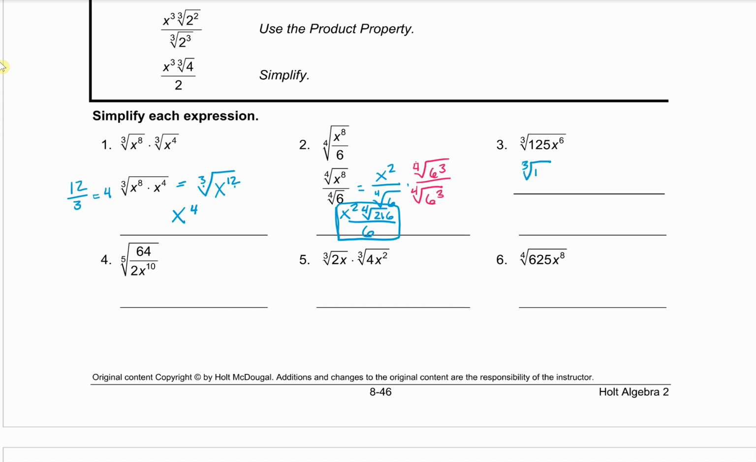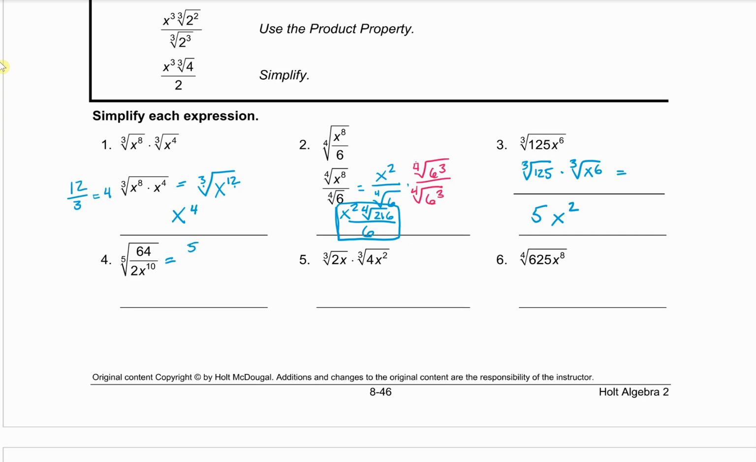Cube root of 125 times the cube root of x to the 6th. Cube root of 125 is 5. And you can evaluate that on the calculator, or you could remember some of your perfect cubes. Cube root of x to the 6th, 6 divided by 3 is 2, so this is going to be x squared. Problem like this one here.